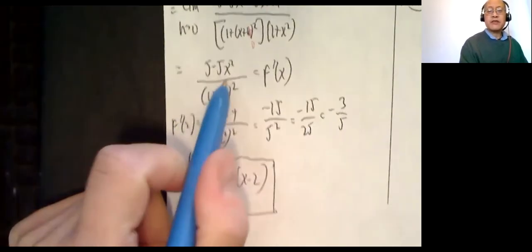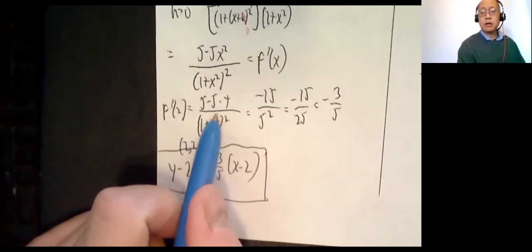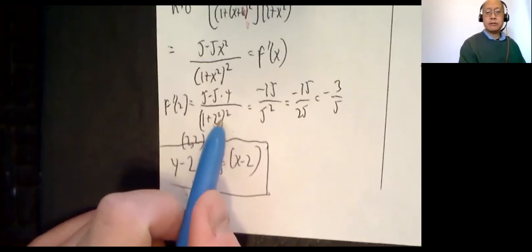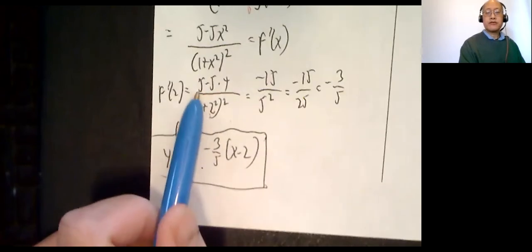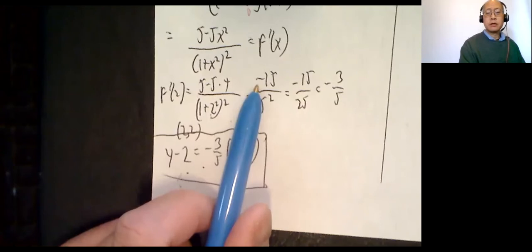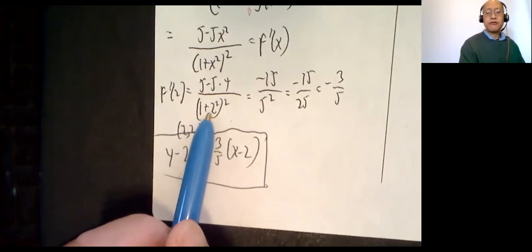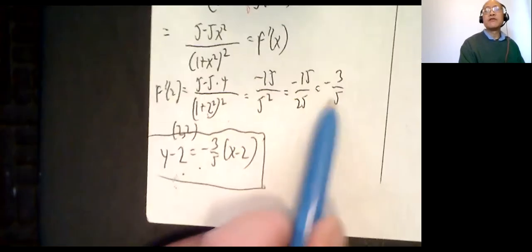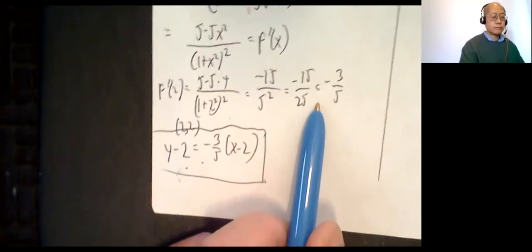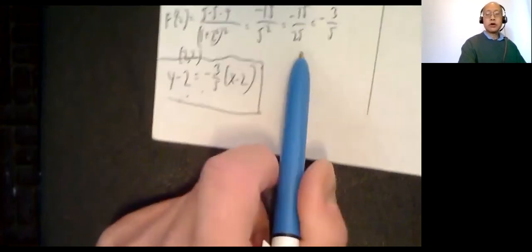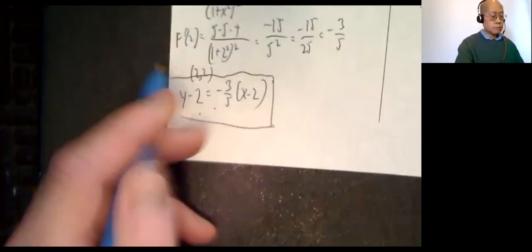So 5 minus 5 times 2 squared, over (1 plus 2 squared) squared. Okay, so that's 5 minus 20, right? Negative 15. 1 plus 4 is 5. 5 squared is 25. So negative 15 over 25, negative 3/5. Okay, 0.22. Slope, negative 3/5.